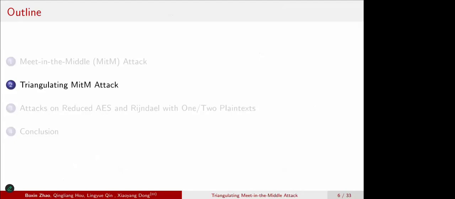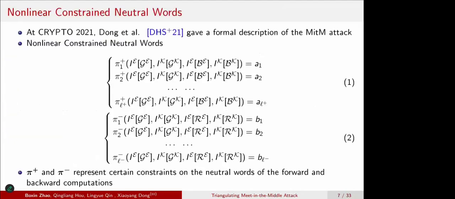The second part is triangulating meet-in-the-middle attack. At Crypto 2021, Dong gave a formal description of the meet-in-the-middle attack involving nonlinear constrained neutral words, as shown in the equations on the slide. Pi plus and pi minus represent specific constraints on the neutral words of the forward and backward computations, respectively. These constraints arise from nonlinear operations in cryptographic algorithms, such as S-box.